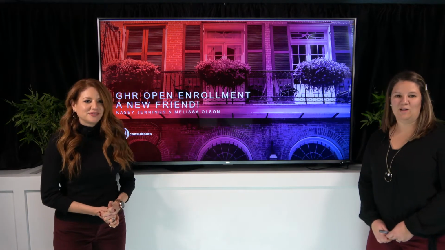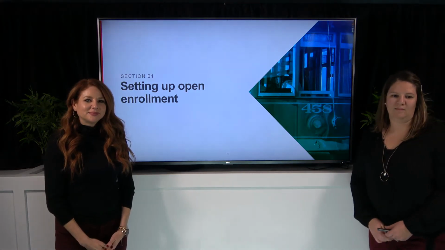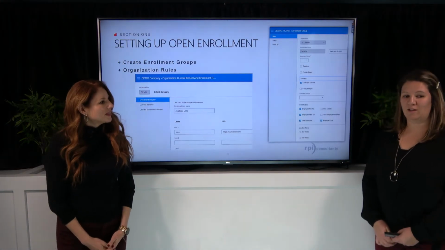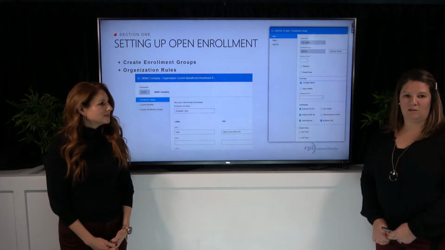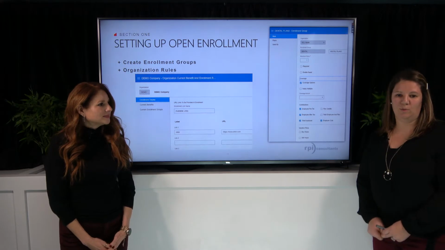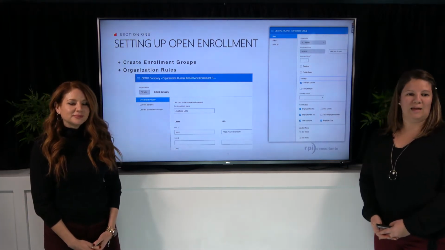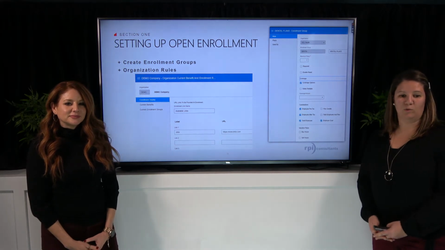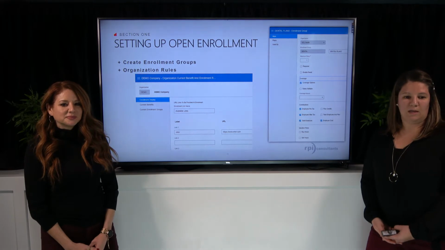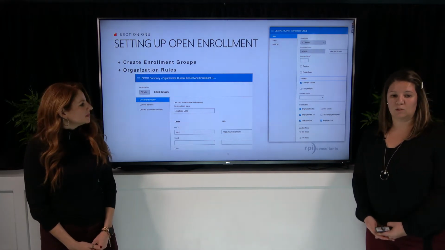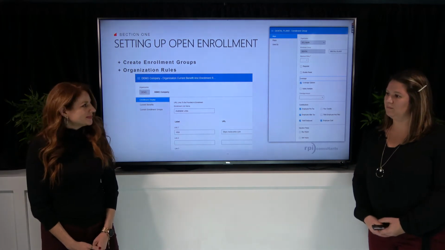All right. So we're going to first talk about setting up open enrollment. The first thing you need to do is to create your enrollment groups. Your enrollment groups are going to contain the benefits. So you would put in your medical benefit, your wave plan, and group them together. This way, as employees are working through open enrollment, they see the like benefits together. The other one is organization rules, and this sets up all of open enrollment for the organization.